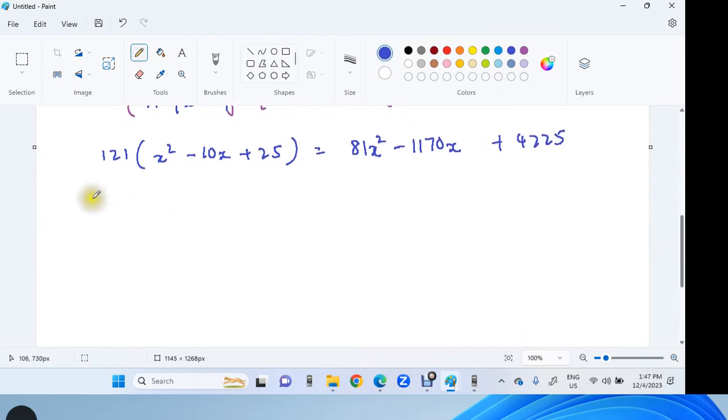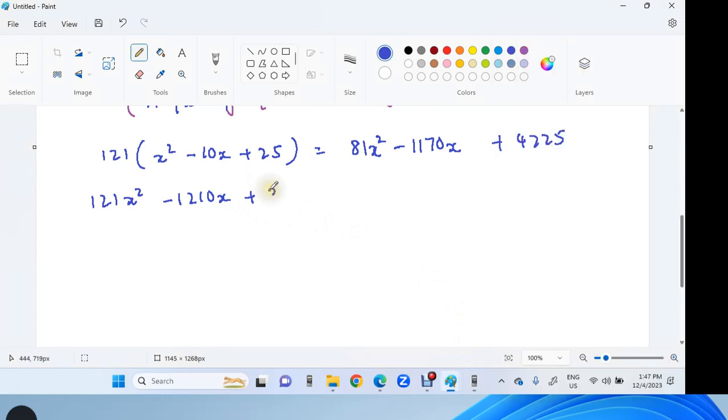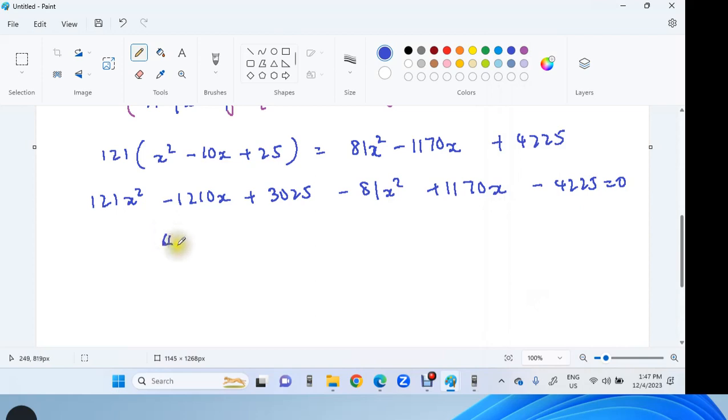So I have 121x squared minus 1210x plus, this is 121 times 25, 3025, minus 81x squared plus 1170x minus 4225 equal to 0. So 121 minus 81, I have 40. So 40x squared.